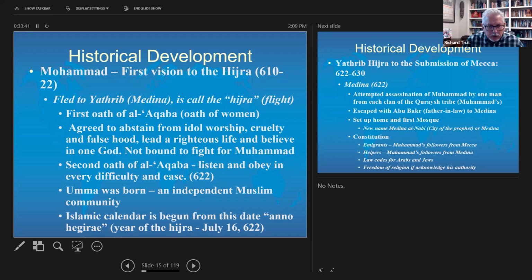They would begin their own Islamic calendar, and they began it from the date, the year of the Hijrah, or the year of the immigration, July 16, 622. So realize that they go by a different calendar than we would go by.